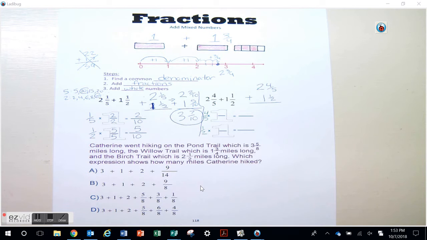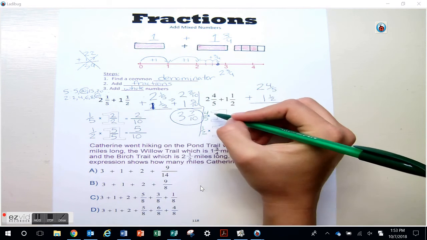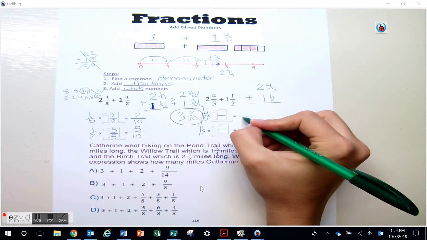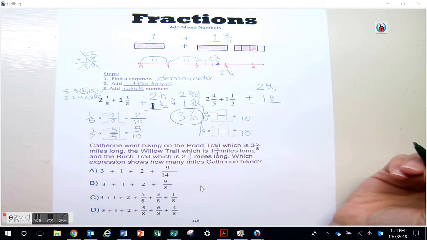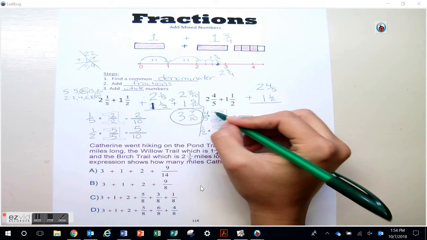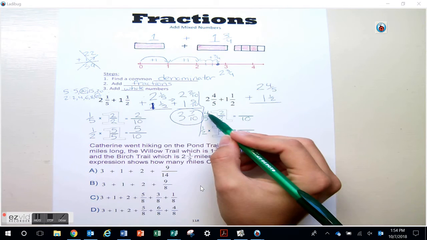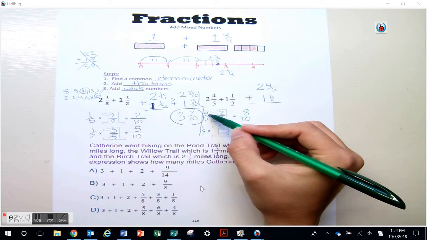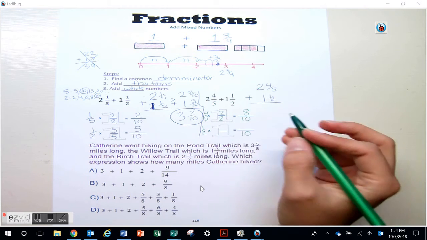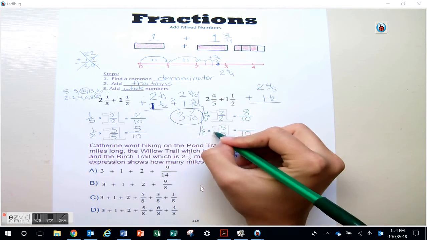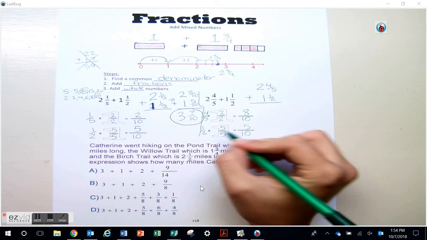So 4/5. Let's see, we already decided that 5 and 2 can have a common denominator of 10. So let's use 10 again. 5 times 2 over 2. Because 5 times 2 is 10, I'm going to do 4 times 2, which is 8. 8/10 and 4/5 are the same value of a fraction. Here 2 times 5 is 10. 1 times 5 is 5. 5/10 and 1/2 have the same value.